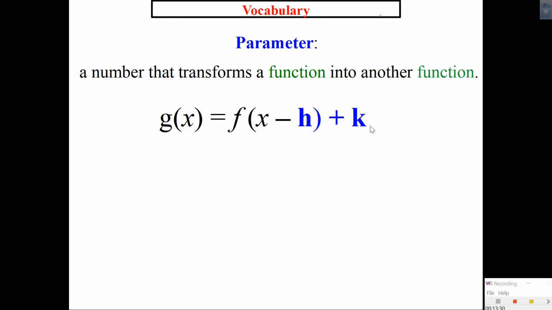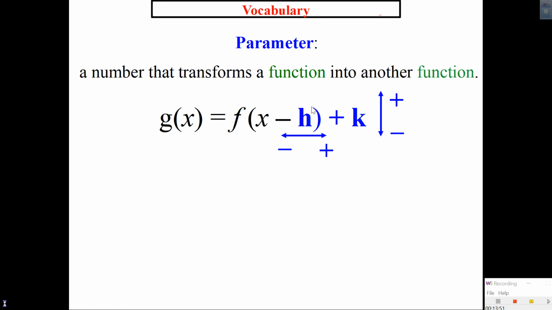H and k. What does k do? It moves it up or down. Up if it's positive, down if it's negative. H moves it from what? Side to side. To the right if you substitute a positive number. To the left if you substitute a negative number.